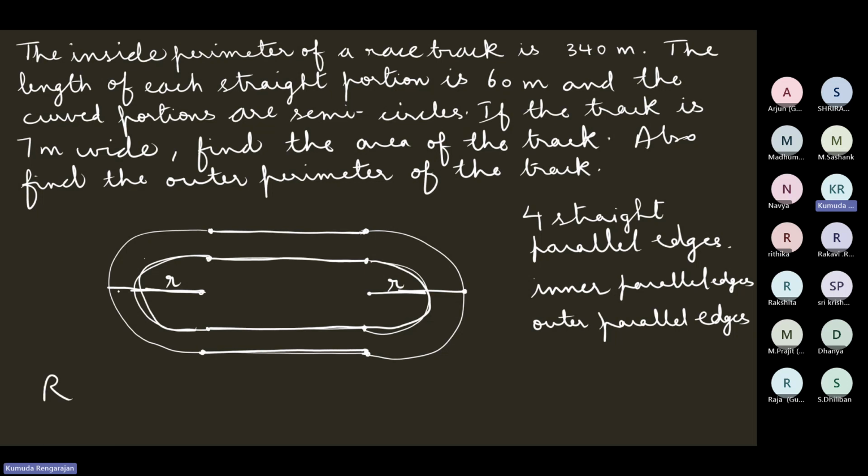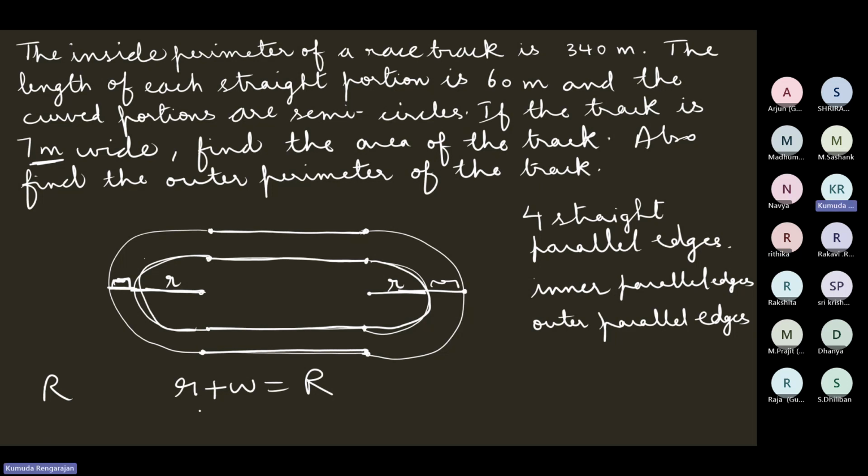This one is the width of the track, and the width of the track is uniform. The width of the track is given to be 7 meters. So if the inner radius is r, we know that the inner radius plus the width of the track is equal to the outer radius. Correct?